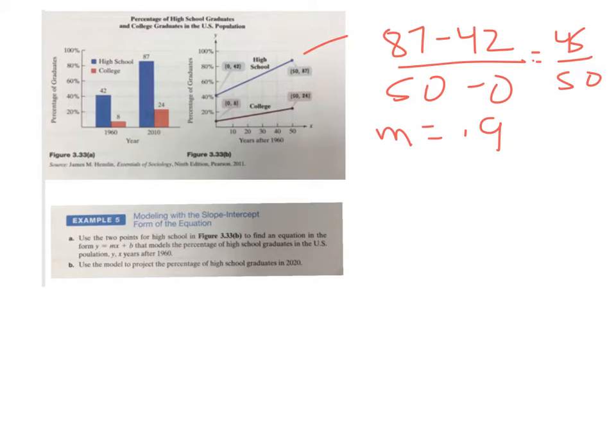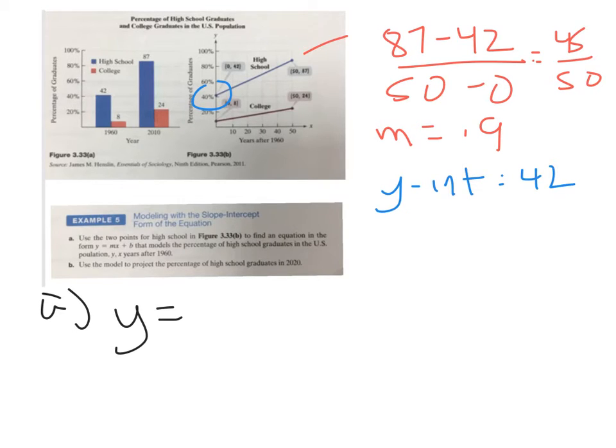So now I'm going to find my intercept. My intercept is where it crosses the y-axis, which happens to cross at 42. So my y-intercept is 42. So my equation that I'm going to write for A is going to be y equals my slope 0.9x plus 42, because that's the intercept.